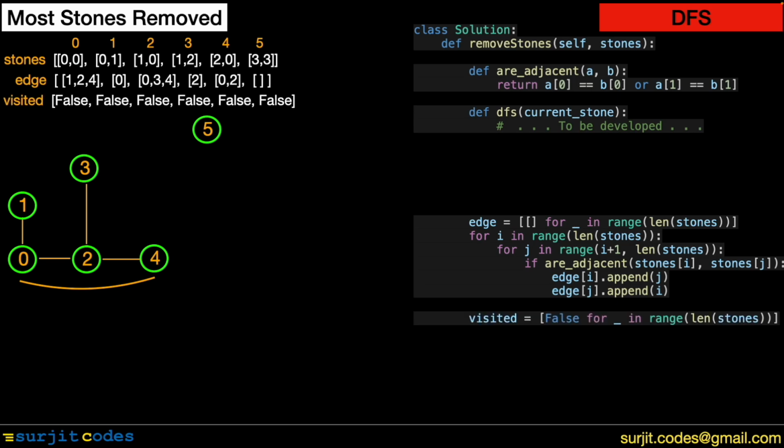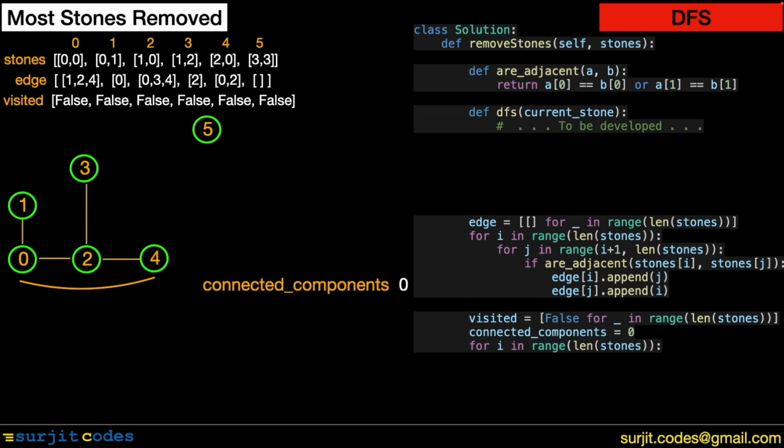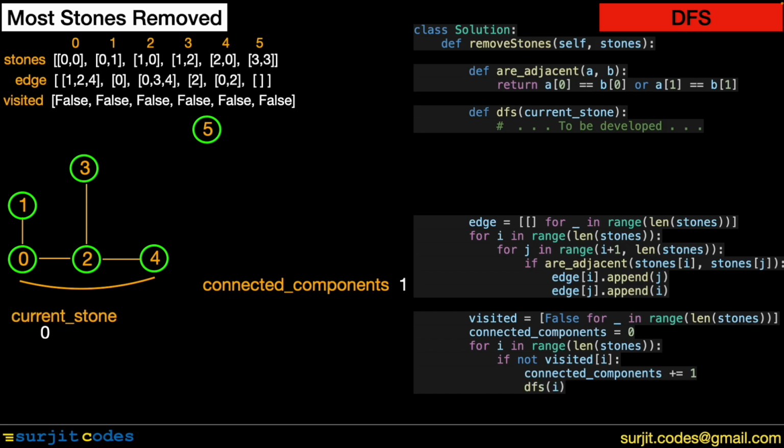We initialize the visited list for all stones as false and initialize the number of connected components to 0. We start a loop to process all the stones which are not already visited. We increase the number of connected components by 1. All the stones that can be reached from 0 directly or indirectly form one component. To find it, we start DFS with 0.